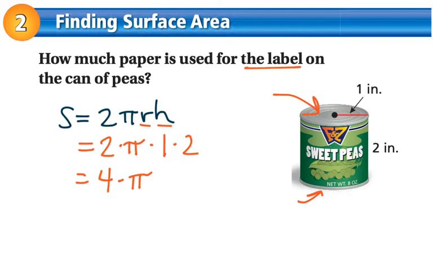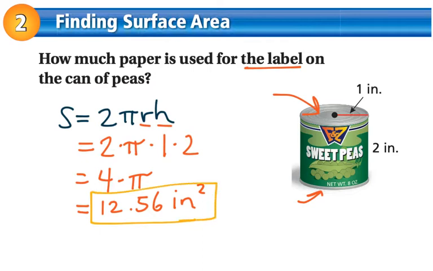So I left it in terms of pi, but this one, going as quickly as it can, will just ask us to finally get a calculator and take 4 times 3.14, which is 12.56. And in this case, that'd be square inches. Notice we're not asked to round to the nearest tenth, so I don't need to worry about that. And we are all set to go. The amount of paper that would be required for our can here is 12.56 square inches.